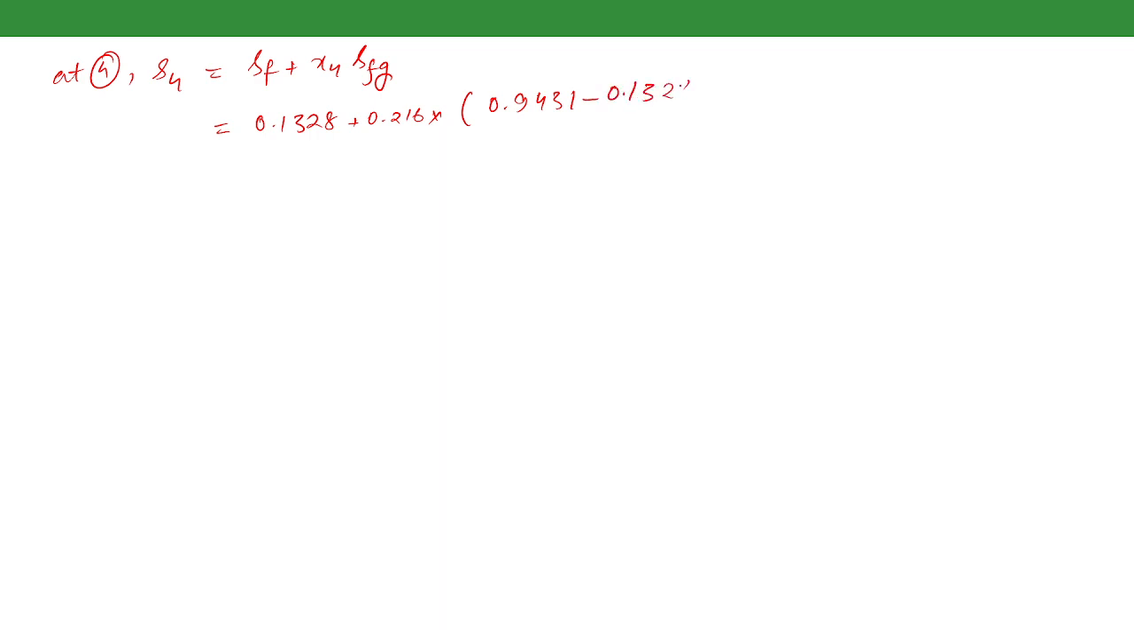Okay, so at 4, the S4 value will be equal to SF plus X4 into SFG. So this is 0.1328 plus 0.216 multiplied by 0.9431 minus 0.1328. So this comes out to be 0.3078 kilojoule per kg Kelvin. Okay. Now, we have essentially determined the entropy values at all the state points.